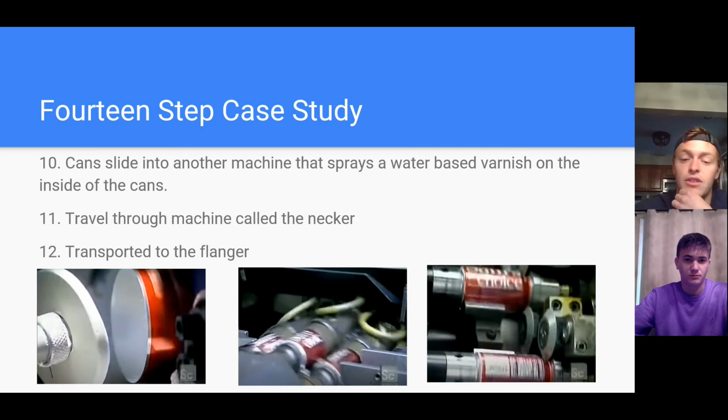And then the cans go through a machine called the necker in the second image, and the necker is what forms a 2-inch neck on the can, so the cans don't easily puncture. If you just think about an aluminum can, you can feel the thickness at the top of the can versus in the middle of the body. That's a means of durability. And then it's transported to the flanger, and the flanger forms a curved edge over the top of the can, and that's where the tab is then added to the top.